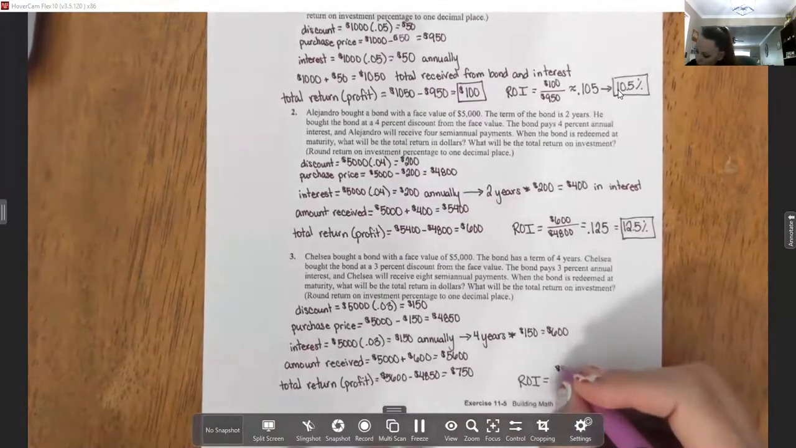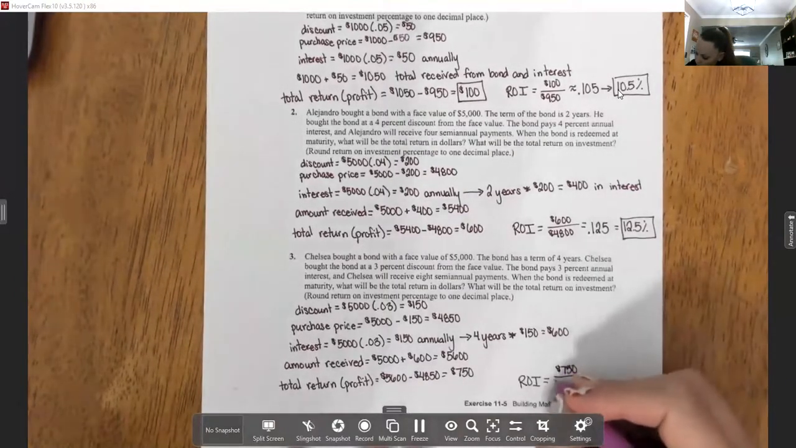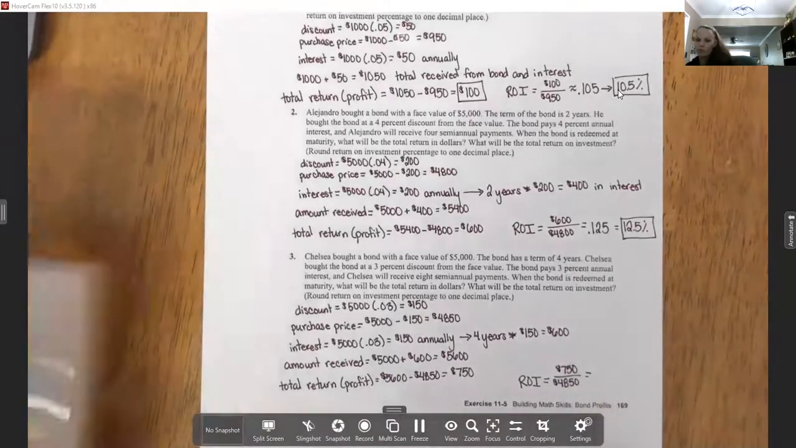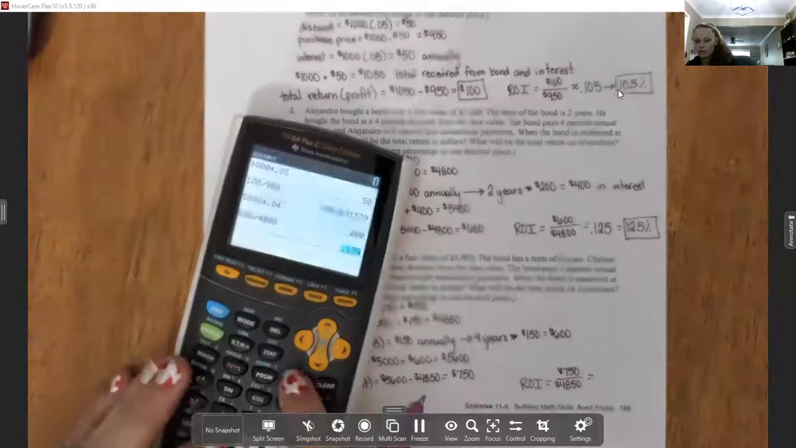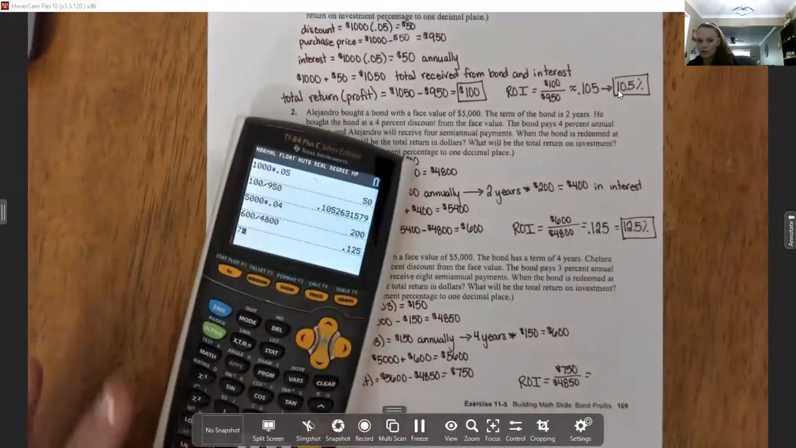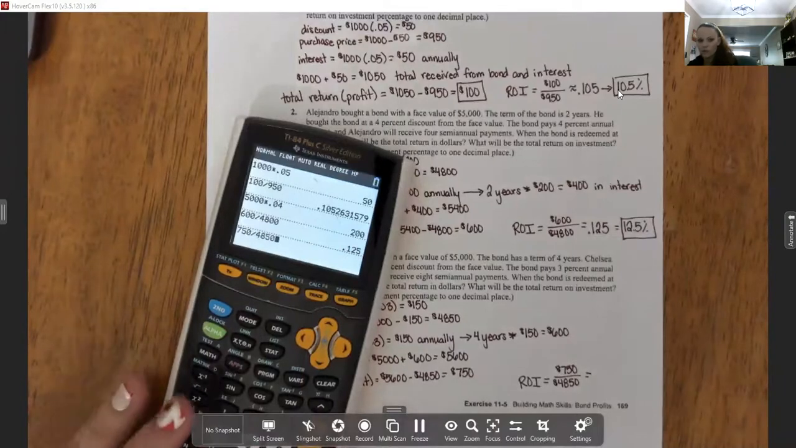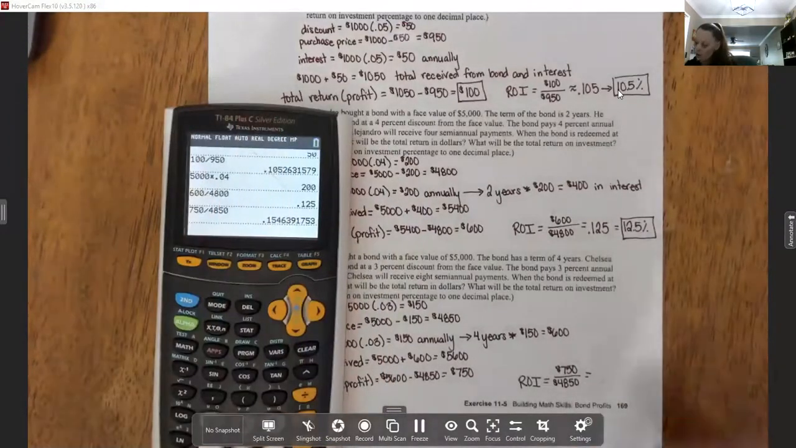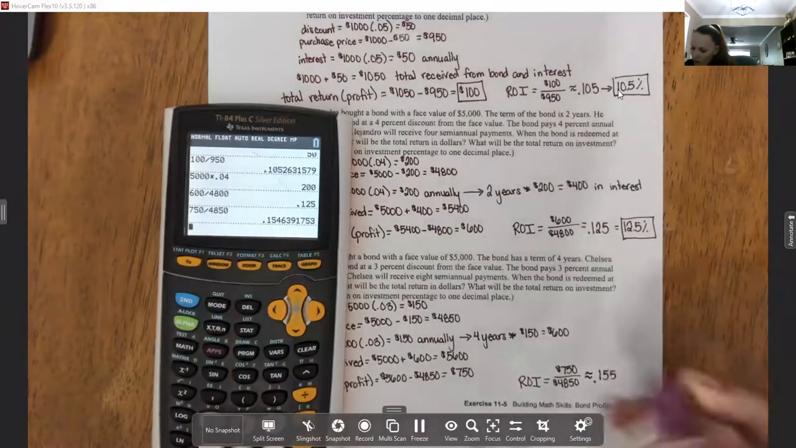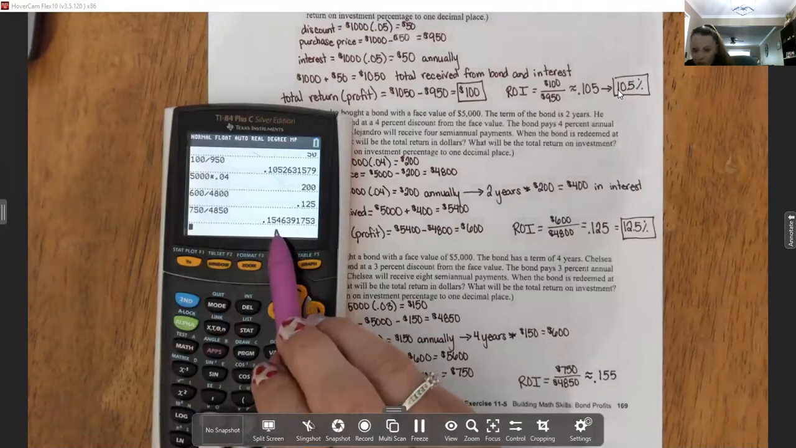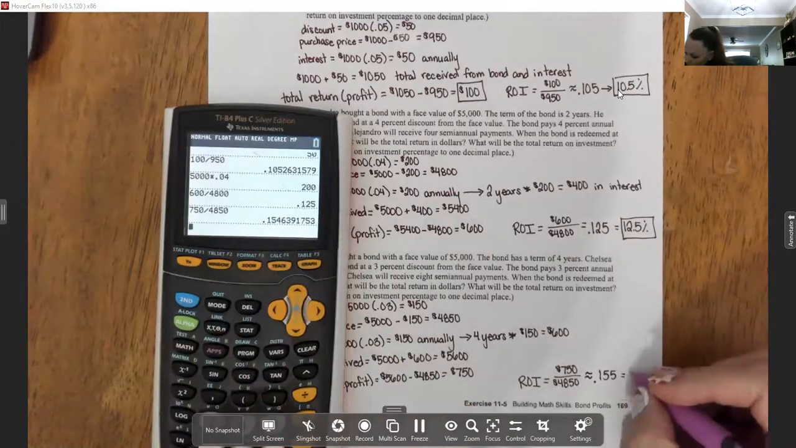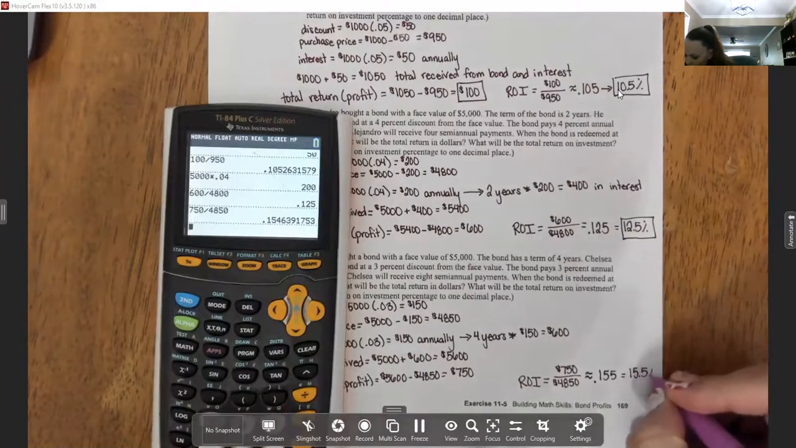So the ROI here, 750 divided by 4,850, is about 0.155. Notice after the 5 is a 4. After the 4 is a 6. So we round that up, which is 15.5%.